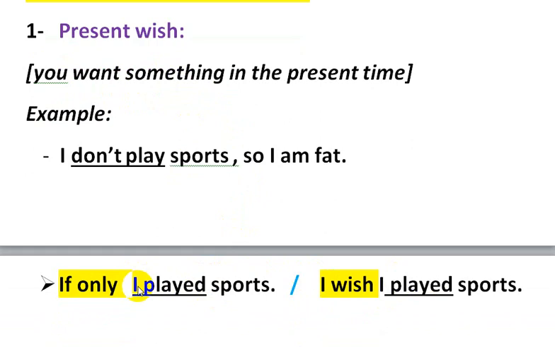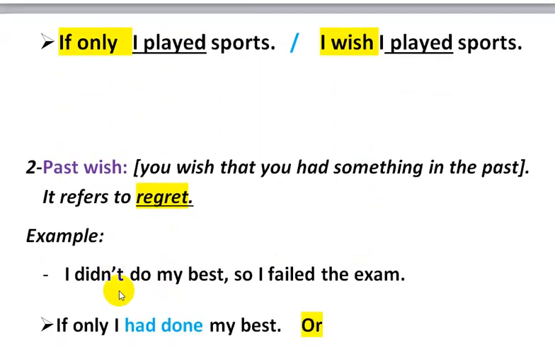Nice. So when you express a wish in the present, we need to use the simple past. Again, we're expressing a wish in the present, we use the simple past with these little words, if only or wish. It's the same idea. You're just using different expressions, but it's the same thing. So if only I played sports, that's for the present wish.